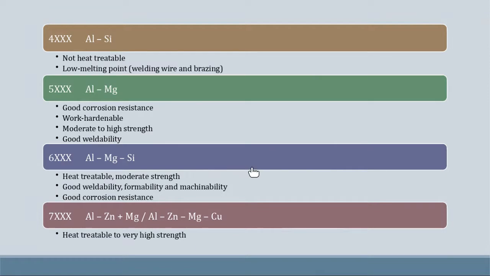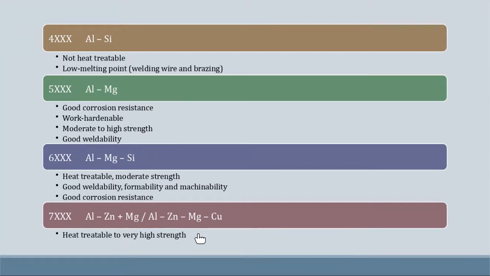6000 series, it is heat treatable to a moderate strength. It's got good weldability, good formability, excellent machinability, good corrosion resistance. So you add this bag of goodies and top it off with it being lightweight, and this is one of the most commonly used series of aluminum, a 6061. Last, you have your 7000 series, which is heat treatable, and these can be used to very high strengths.